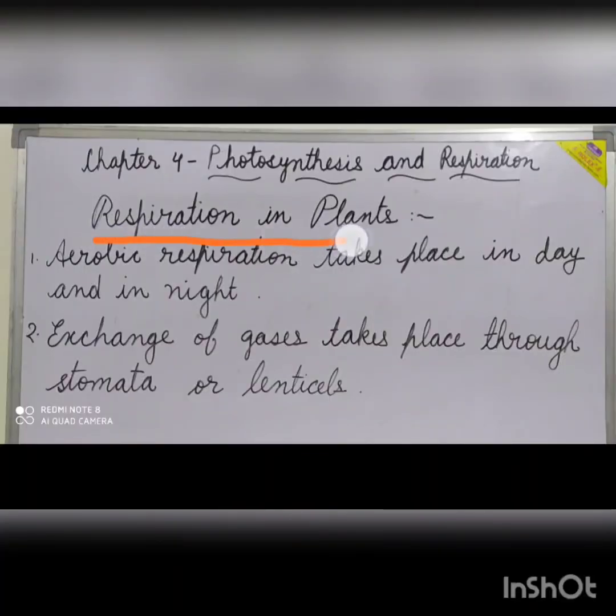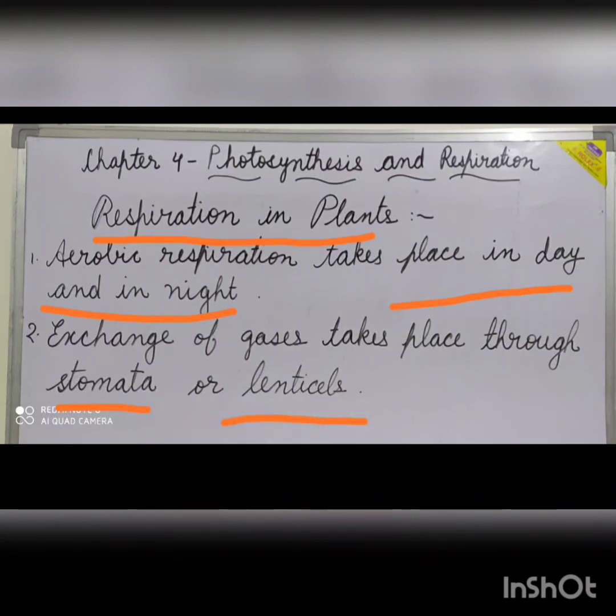Respiration in plants. Plants do not need as much energy as animals because they are fixed in the ground. They need energy only for growth, reproduction, and for transporting materials between the cells. So most of the plants respire aerobically. In plants, the process of respiration takes place in day and in night as in all the other living organisms. The exchange of gases takes place through stomata or lenticels.